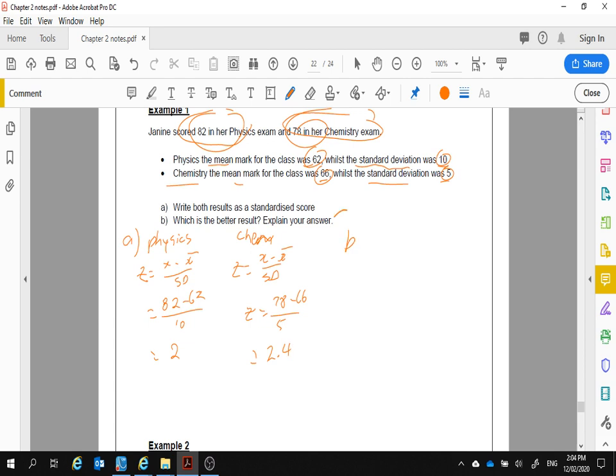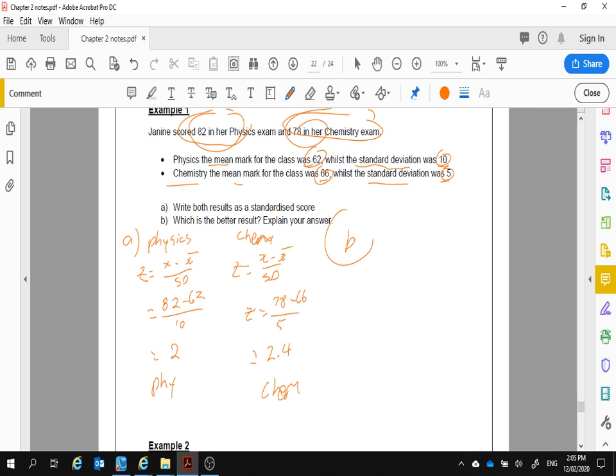Part B. So we've written both as standard scores. This is physics. This is chemistry. Which is the better result, and explain your answer. Well, now remember, they're both positive, positive 2 and positive 2.4.